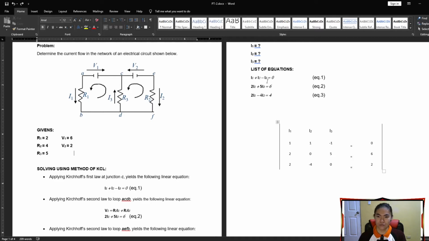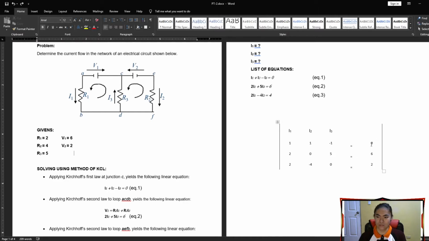For I2, sa ating equation 1, we have 1. Kasi dito, I2 lang siya, I sub 2. The next is 0, since walang I2 sa ating equation 2. The next is negative 4 for the coefficient in equation 3. Then next is I3, negative 1, then 5 for the positive here in the equation 2. And since walang variable and coefficient dito sa ating equation 3, 0 lang siya.